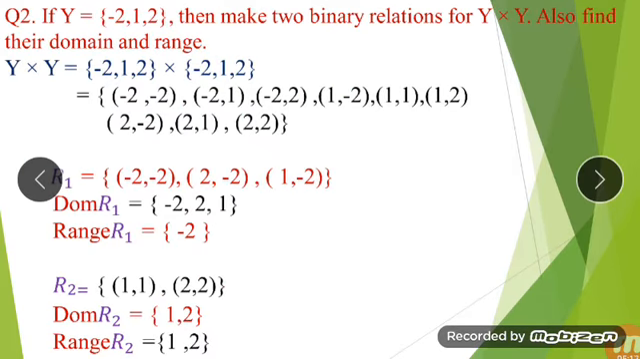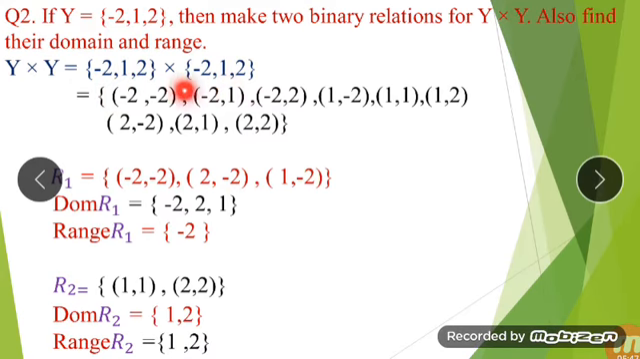Question number 2 is, if y is equal to minus 2, 1 and 2, then make two binary relations for y cross y. Also find their domain and range. So first of all, we are going to find the Cartesian product, then we are going to find two binary relations. Here the identification of that relation is not given, so you can make any subset as binary relation. So set y, and again cross means multiplication sign, again set y.